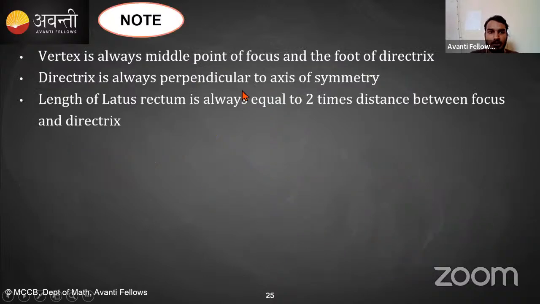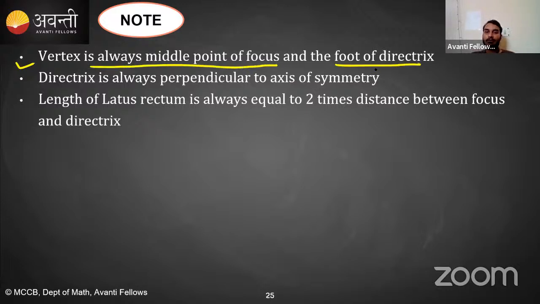Okay. What is this point? First, the vertex is always the middle point of the focus and the foot of the directrix. This thing we have noted here. Then second, the directrix is always perpendicular to the axis of symmetry. That we already know. Third, the length of latus rectum is how much? It is equal to 2 times the distance between focus and directrix. Okay, the length of latus rectum is 2 times, and this is very important.